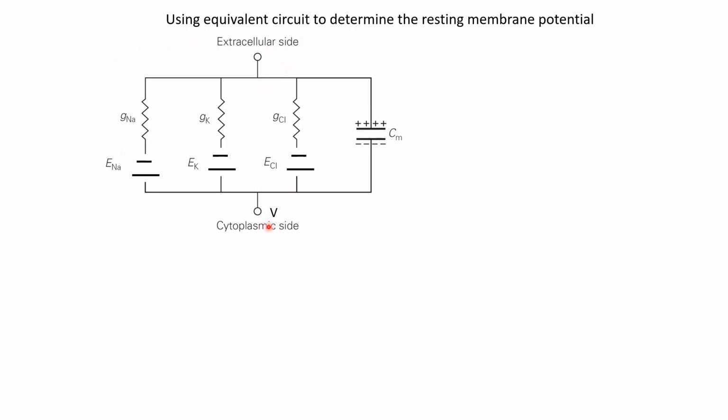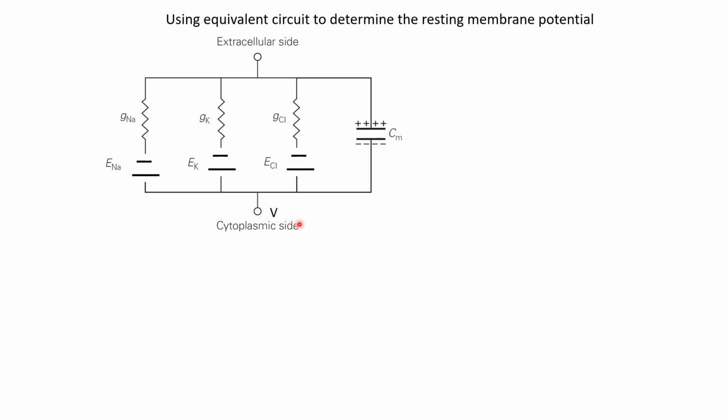Now if V is different from the equilibrium potential for sodium, then there will be current in this path. And the magnitude of current will be exactly V minus ENA times the conductance. So this will be the current flowing out from the neuron to the outside if V is different from ENA. Similarly, if V is different from EK, then the current through this path would be V minus EK times the conductance GK. And similarly here, V minus ECL times GCL.